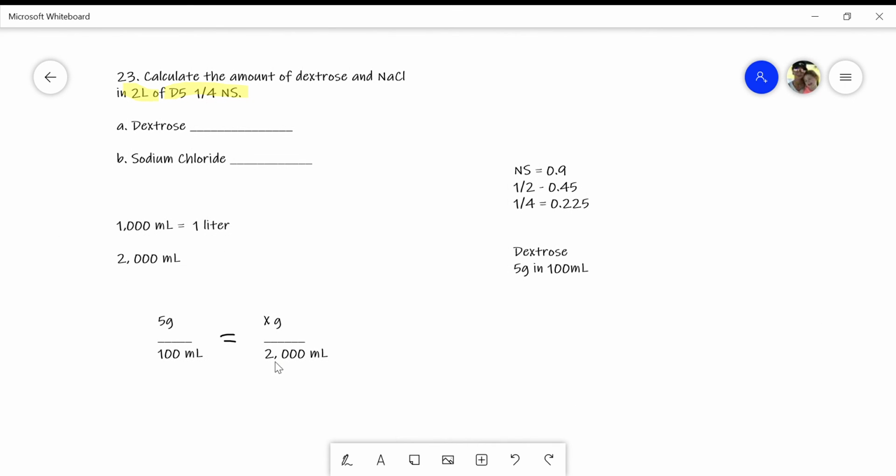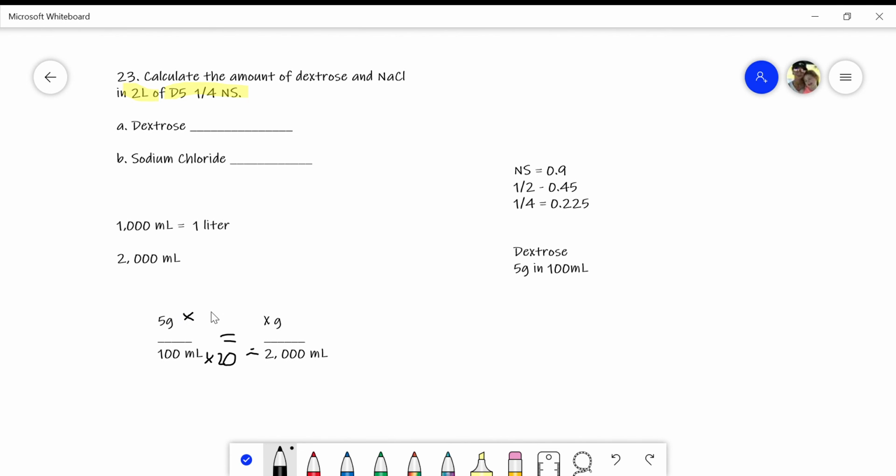So 2,000, you can divide it by 100, and that's going to give you 20. So we know 100 milliliters times 20 equals 2,000 milliliters. So 5 grams times 20 is going to give us 100 grams of dextrose.